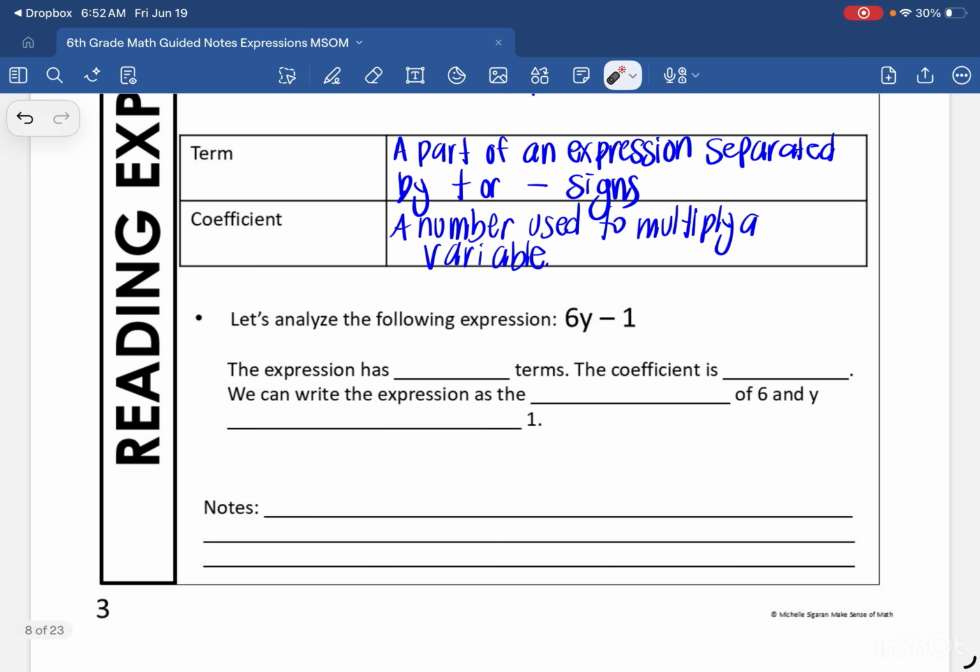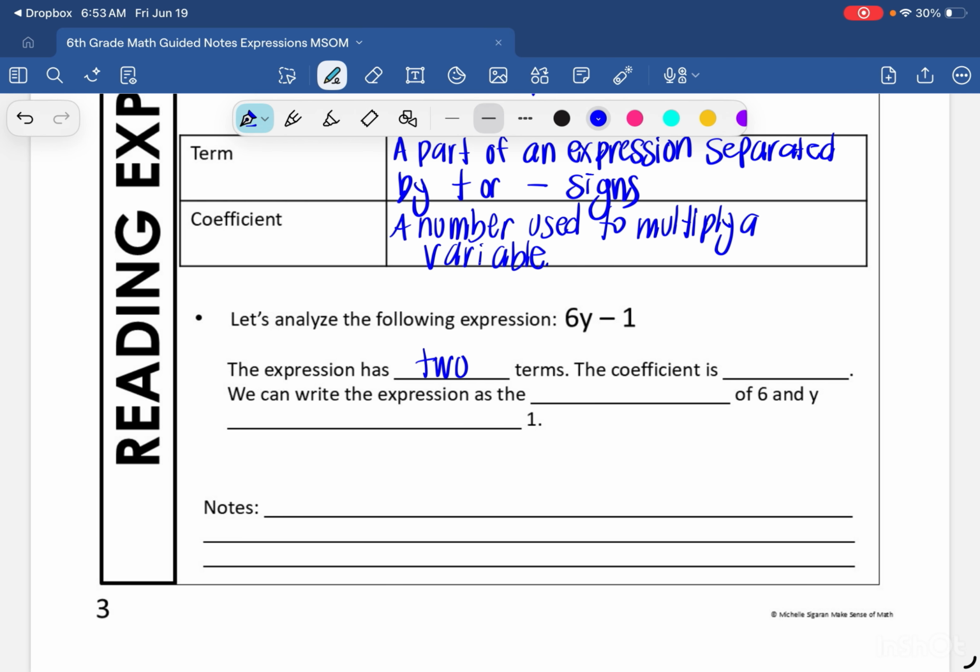Let's analyze the following expression. We have 6y minus 1. So the expression has 2 terms because we have this one right here and this one right here. Remember, terms are separated by plus or minus signs. The coefficient, that is the number before the variable. So the coefficient is 6. We can write the expression as the product of 6 and y take away 1.